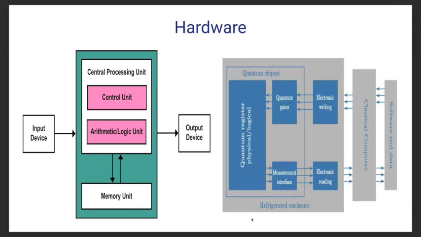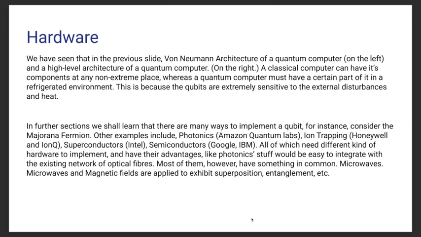Now, hardware. We all know the von Neumann architecture of the classical computer. The figure on the left shall explain it. Now, for a quantum computer, the figure on the right shall explain the architecture. There are various ways of implementing qubits as we have seen in previous cases. A bit is viewed as a charge on the capacitor in a classical computer, and just like that, a qubit is viewed as a quantum property of a particle.